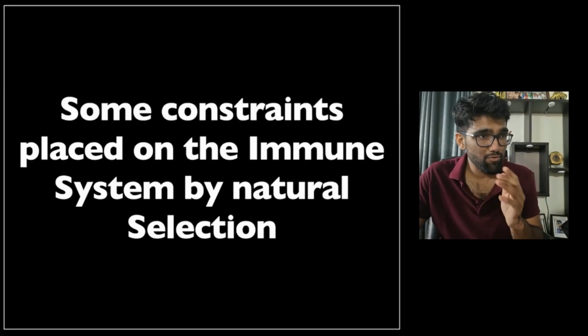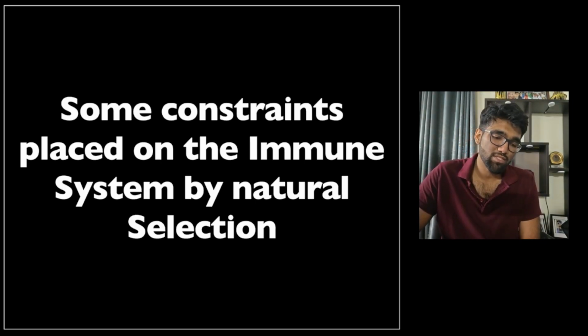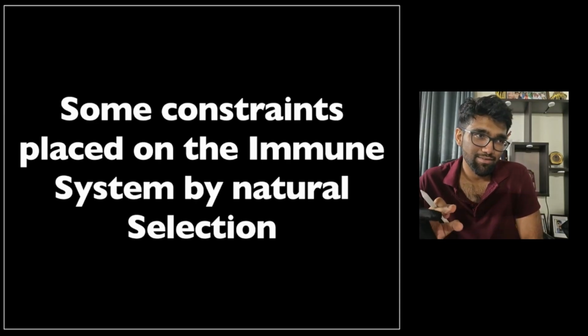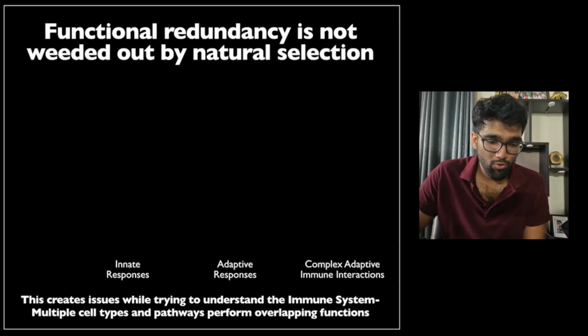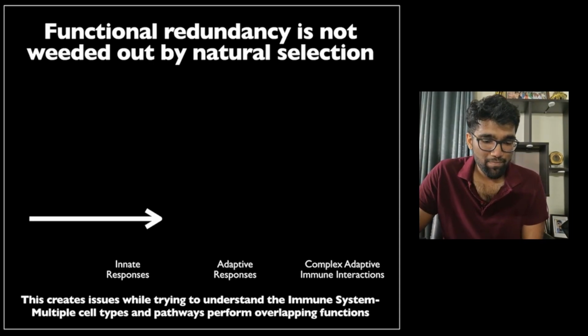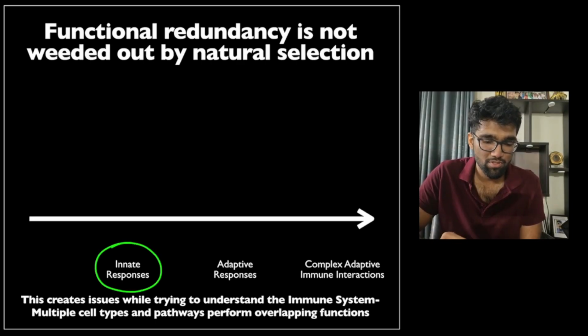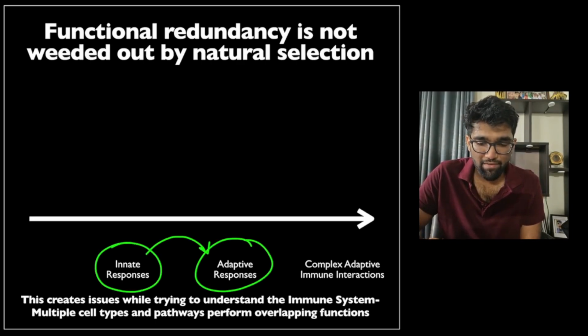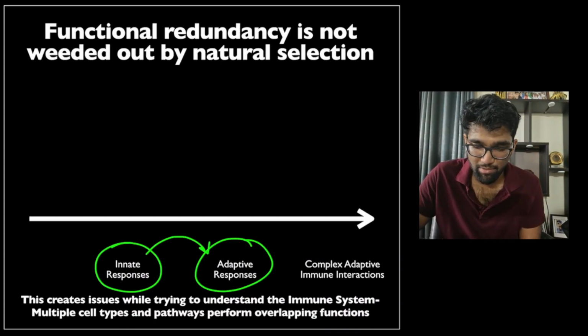Now, before I finish off, I need to talk about some constraints that are posed on the immune system by natural selection that result in a difficulty in learning the immune system, particularly for somebody like me who finds it difficult to memorize things. So this is how the immune system has evolved. Initially there were innate immune responses that became derived immune responses, which are adaptive immune responses, and then we developed complex interactions between T cells and B cells, and they result in immune interactions.